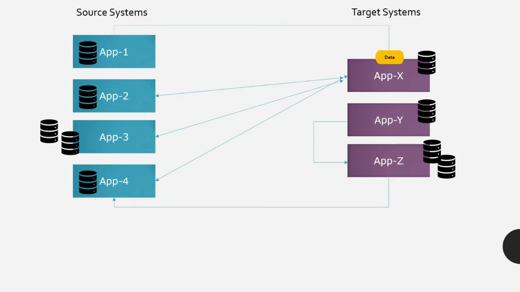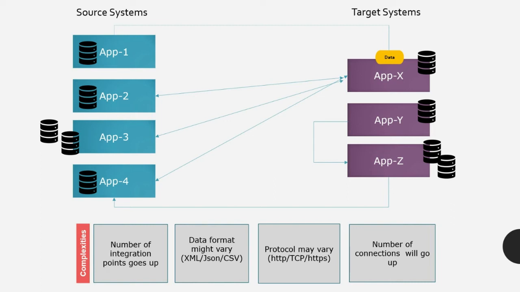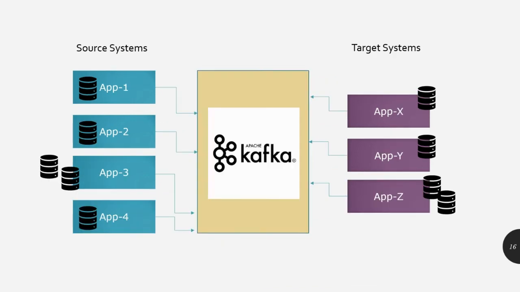There are some common challenges that the organization might face with respect to the integration between source and target systems. So these are some of the complexities associated when we integrate between source and target systems. To overcome all these challenges, Kafka comes into the picture, and let's see how it is done.